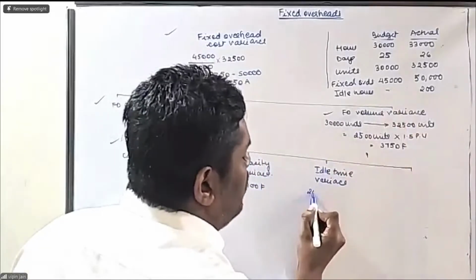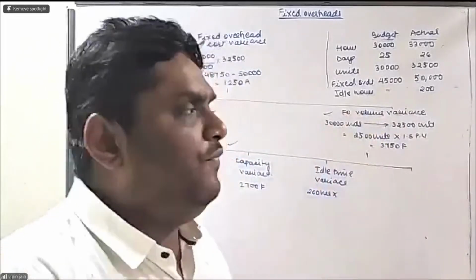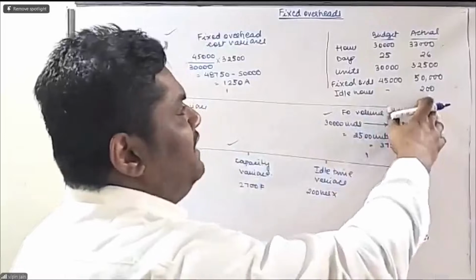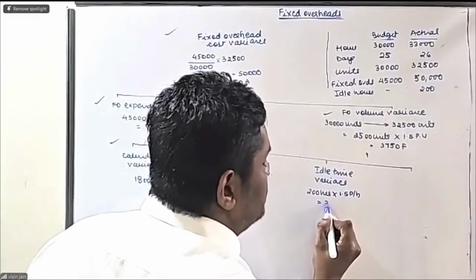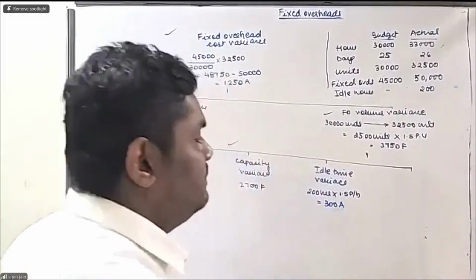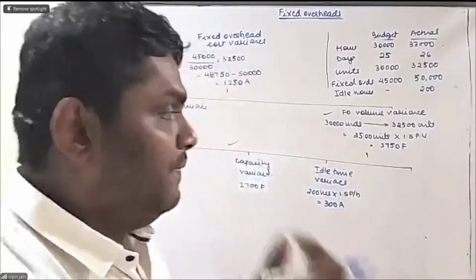How many hours? 200 hours. We'll be taking the budgeted rate only for everything. So here, the budgeted rate per hour is how much? 1.5 per hour. So this will be 300 adverse. Why adverse? Because all idle hours are always lost to the company.